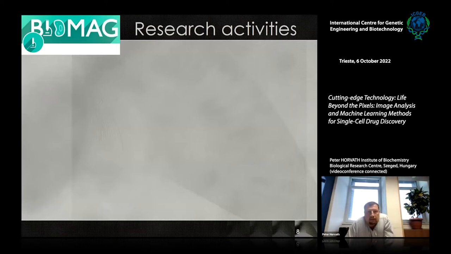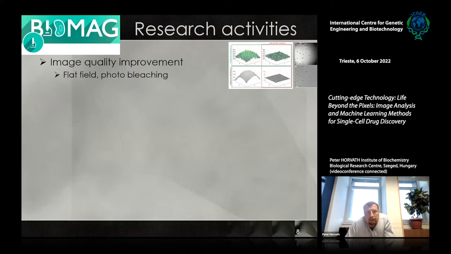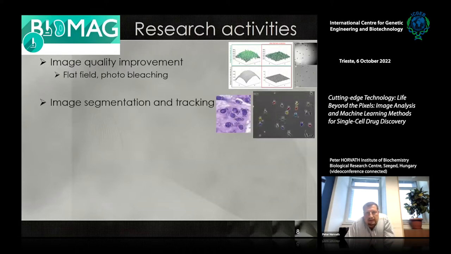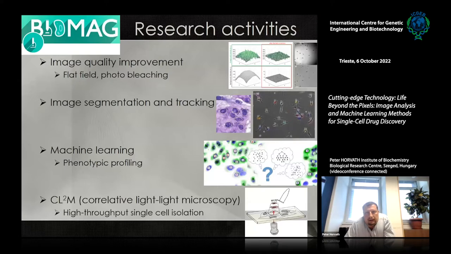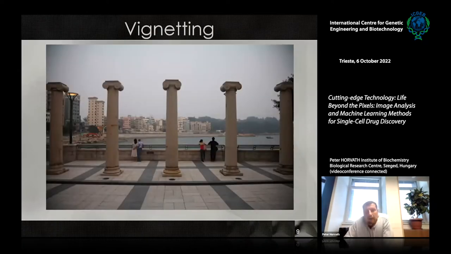We try to build methods for image quality improvement, image segmentation, tracking, and machine learning based single cell phenotyping, to decide what type single cells are. At the very end, if I have time, I want to show you some very new developments: how to pick a single cell out of its native environment to do single cell proteomics or transcriptomics, combined with morphology. So I'm going to guide you through these points and show what we did recently. Firstly, about vignetting.